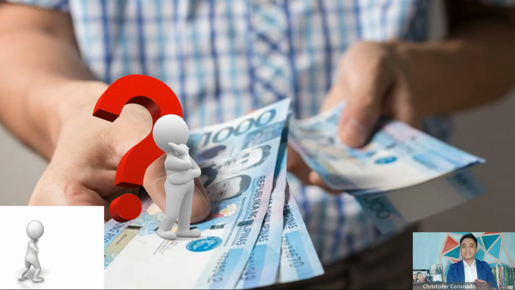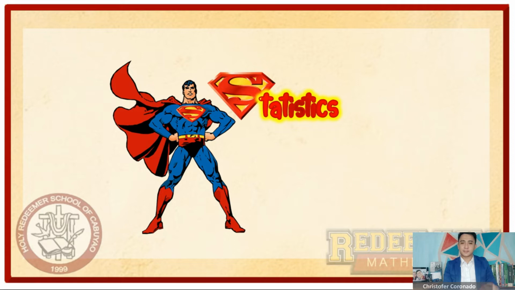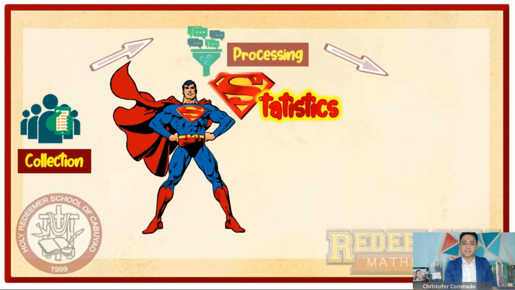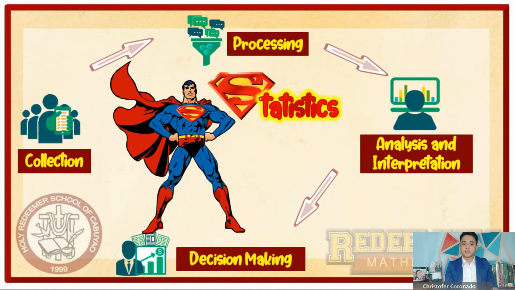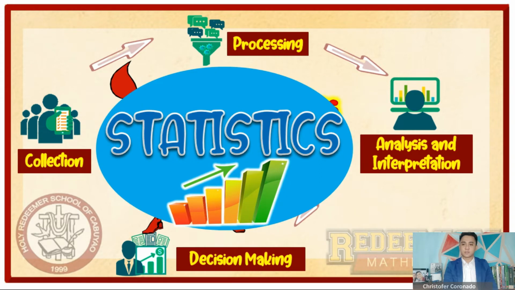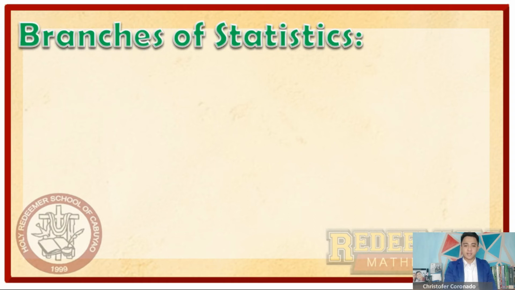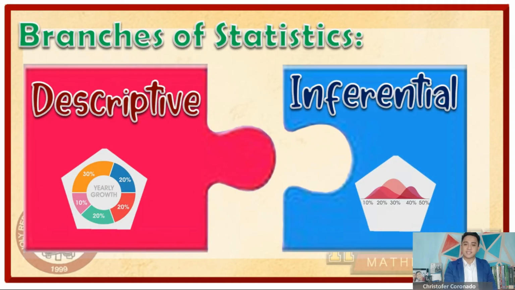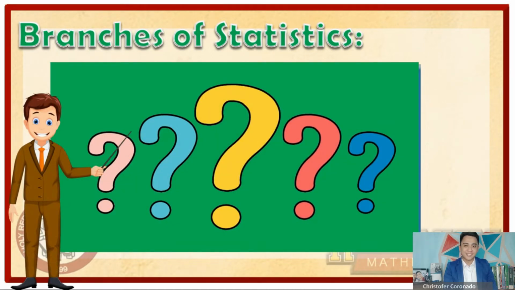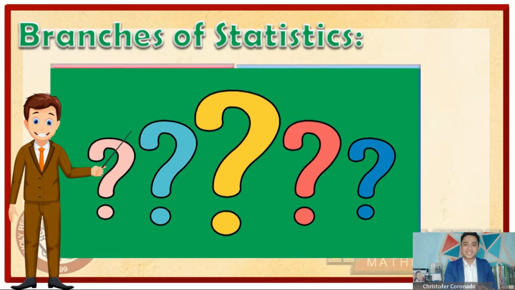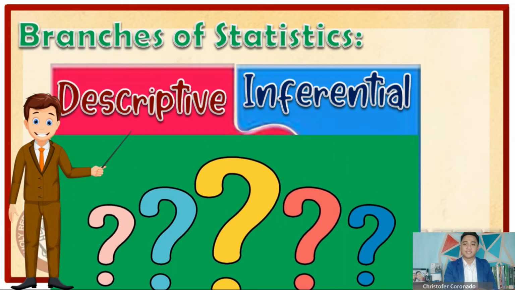This is where statistics can help you. Various real-life situations deal with collection, processing, analysis, and interpretation of numerical data in order for us to make sound decisions. And all these stages are embedded in the study of statistics. Also take note that statistics has two branches. Those are descriptive and inferential statistics. Again, what are the two branches of statistics? Very good! Descriptive and inferential.